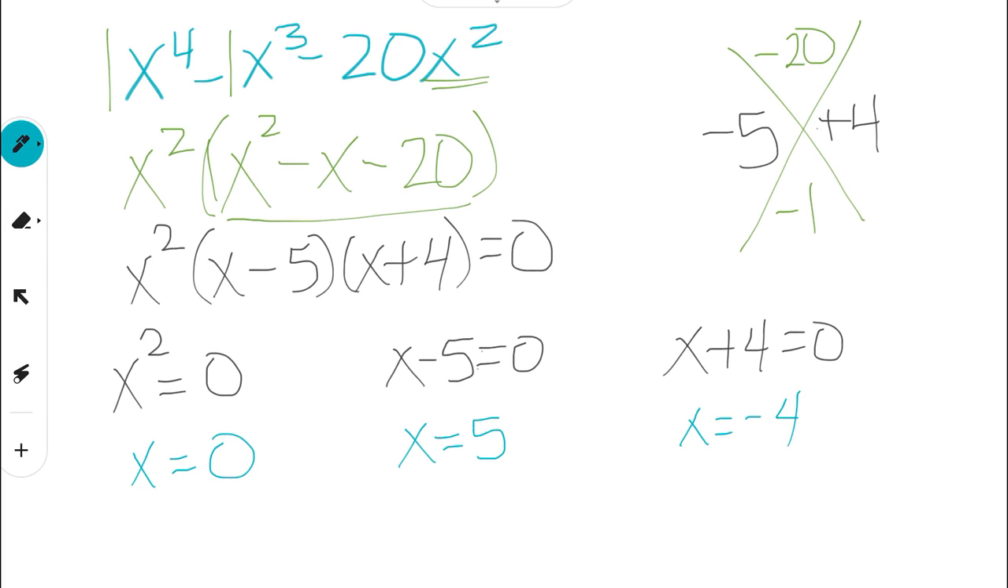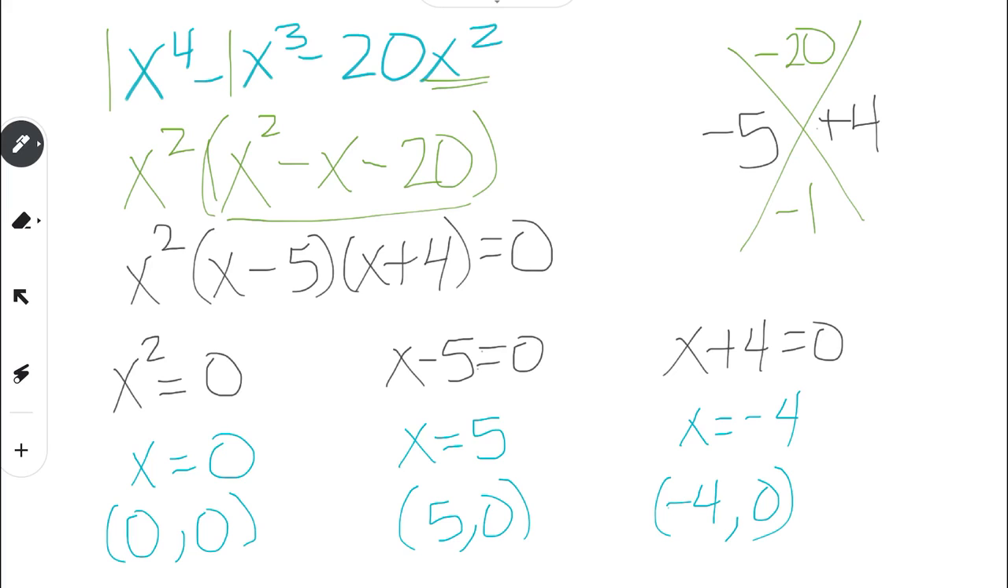We're going to rewrite these three values as coordinate points. So you have 0, 0, we have 5, 0, and we have negative 4, 0. We actually have to do something a little bit different with the x squared is equal to 0, but that's something we'll talk about later. For now, we're just going to focus that these are the three unique x-intercepts.